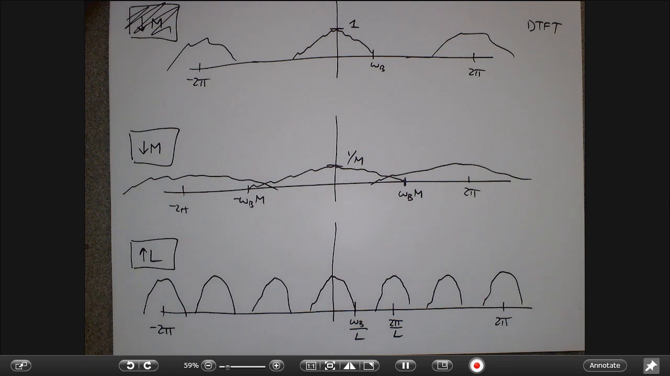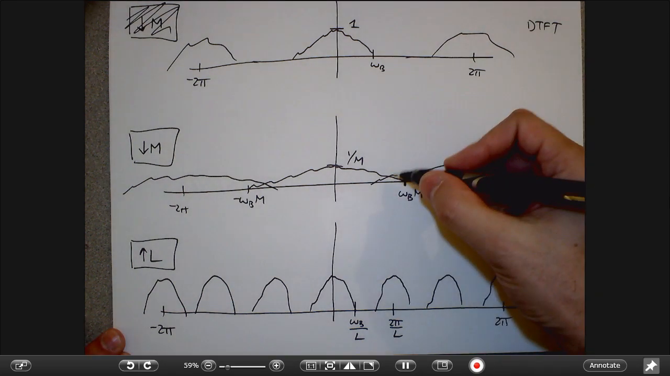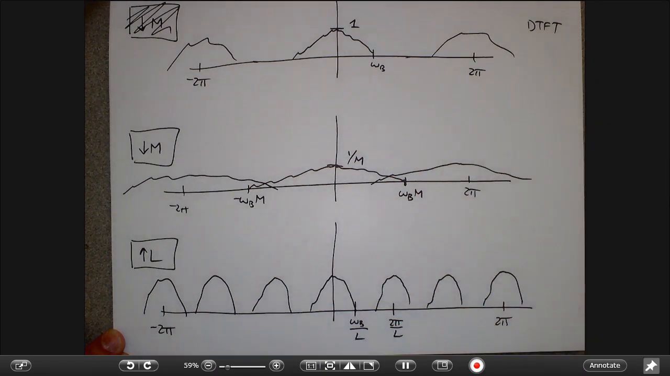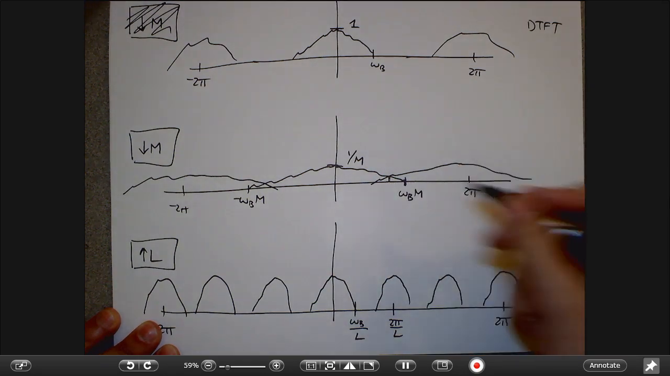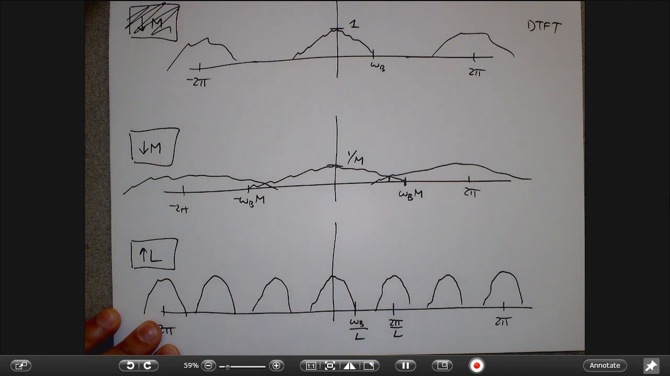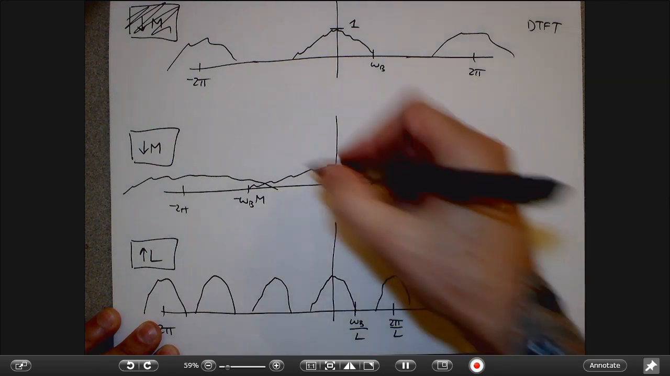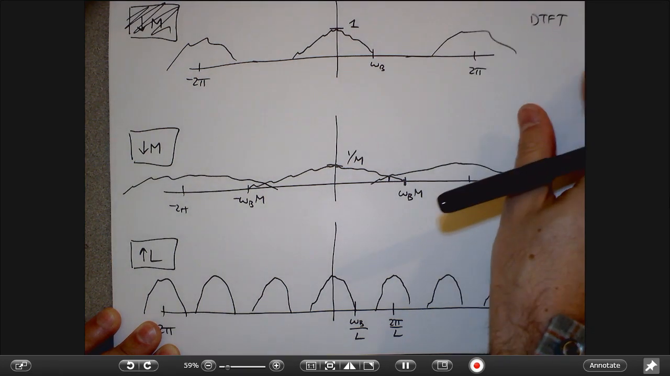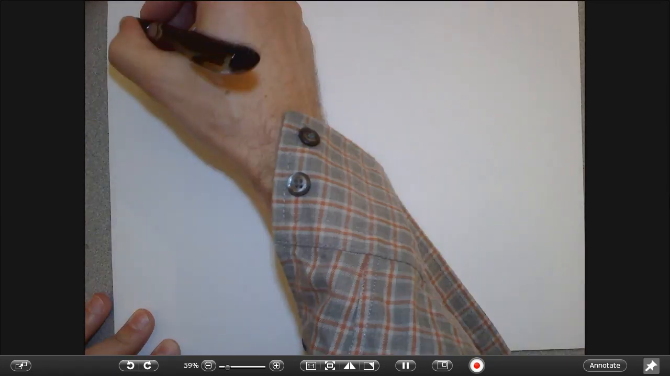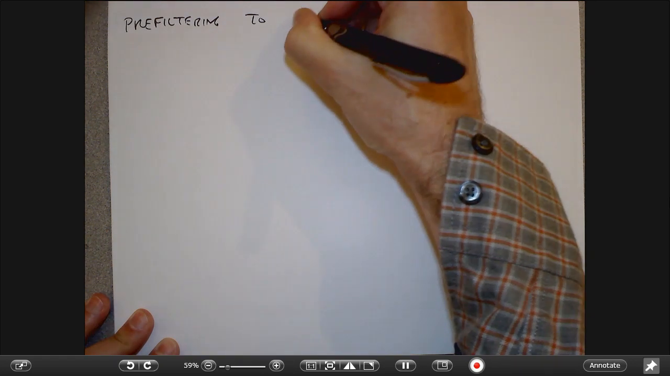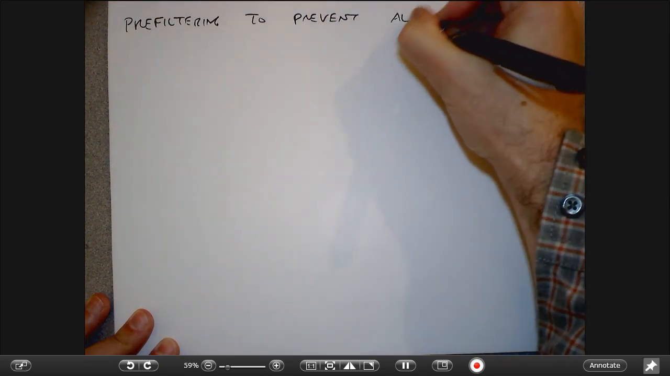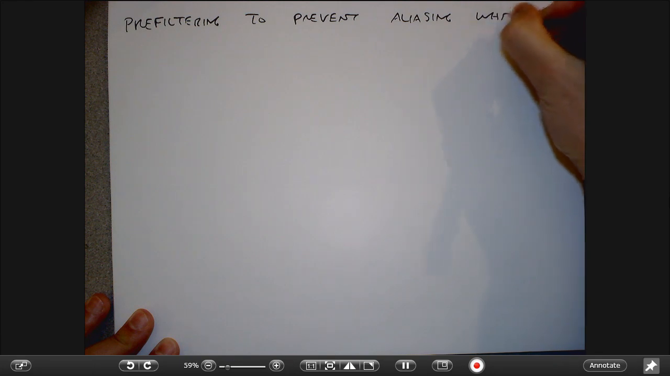One thing we talked about here was that I could mitigate the potential problems of downsampling if I first were to low-pass filter the signal to prevent this possible spread. So if I were to low-pass filter the signal, what would I need the band limit to be? Let me just say: prefiltering to prevent aliasing when downsampling.